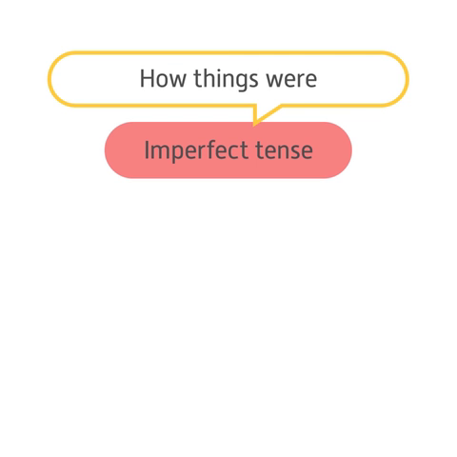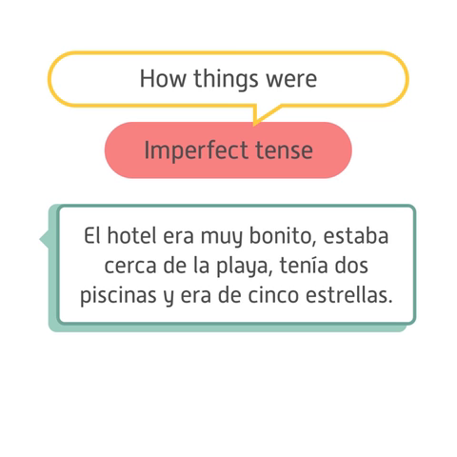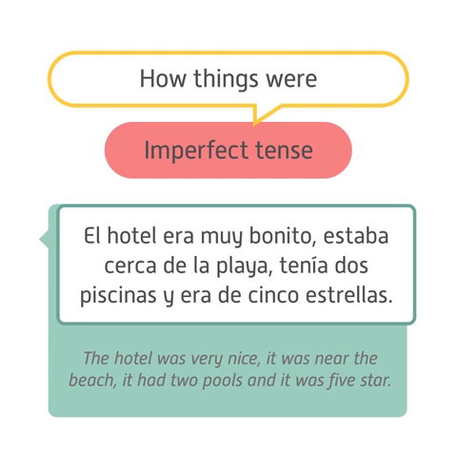Finally, the imperfect tense can be used to describe how things or people looked or were. You might say, El hotel era muy bonito. Estaba cerca de la playa, tenía 2 piscinas y era de 5 estrellas. This means the hotel was very nice, it was near the beach, it had 2 pools, and it was 5-star.